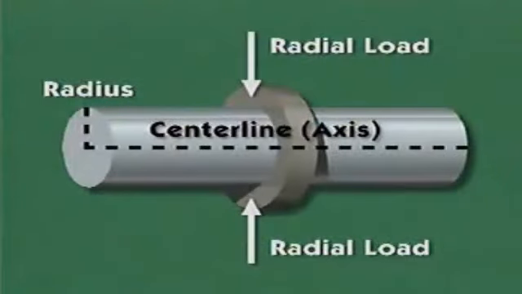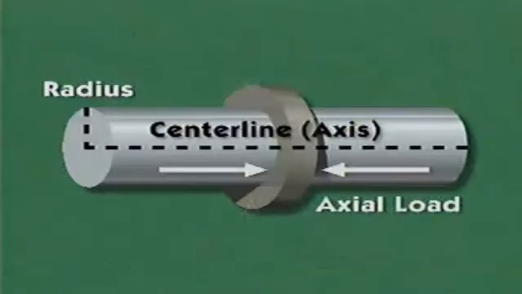Radial load is applied along a radius of the shaft. A radius is a line from the center line of the shaft to the outside of the shaft. Axial load is applied along the center line or axis of the shaft. Axial loads are sometimes referred to as thrust loads.